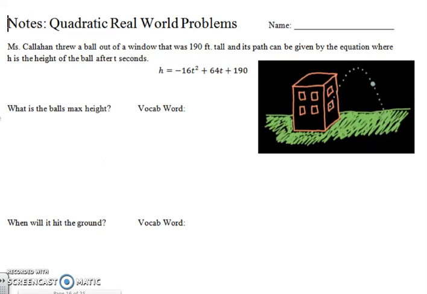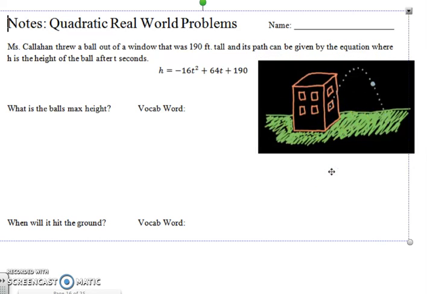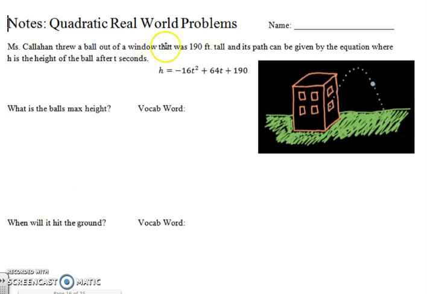Also, some other things, the max height of the ball. So the highest part when she was throwing it out of the window, okay? So we're going to kind of talk about this example of Miss Callahan throwing a ball out of a window. Let's assume that I was 190 feet above the ground, kind of as tall as they were when they were throwing the bowling balls. And the pathway can be given by the equation where h is the height of the ball after t seconds. So here's our equation that represents me throwing a bowling ball out of a window.